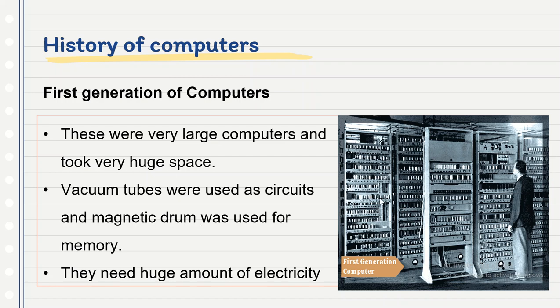Now vacuum tubes work like circuits, which help in the transfer of the electricity, and magnetic drum was used for saving the files. And these kind of computers belonging to the first generation needed too much electricity, and they would produce too much heat as well, and they were very expensive.